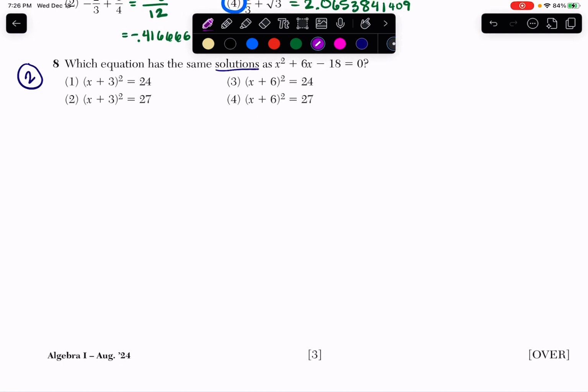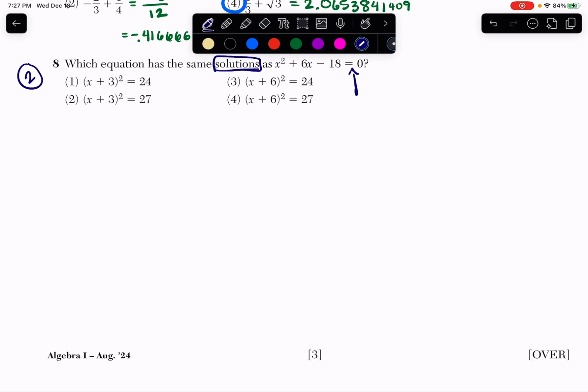Number 2, which equation has the same solutions as x squared plus 6x minus 18 equals 0? This one's going to be very difficult to use what we already know, but I would encourage you to at least think about what solutions are. So we know that solutions make an equation true. So what this question is asking us is, which of these equations has the same value of x that makes it true as makes this true? The way we could kind of get a guess here, and this one is going to be very difficult, so give yourself grace if this one's a reach for you.